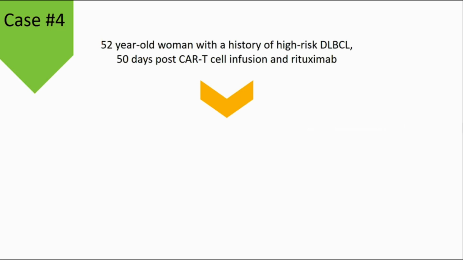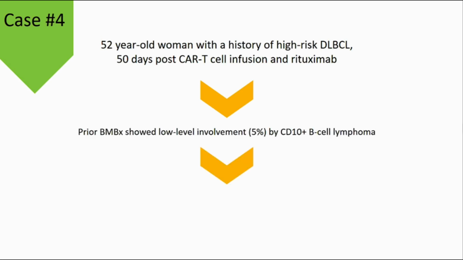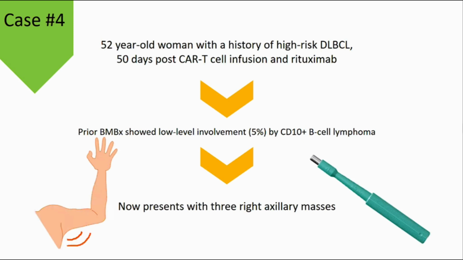All right, and then case 4, this is a 52-year-old woman who had a history of high-risk DLBCL. She had prior relapses and now had been about 50 days after CAR T cell therapy and rituximab. She did have a prior bone marrow biopsy that had shown low-level involvement by a CD10 positive B-cell lymphoma that was favored to be like a follicular lymphoma. But right now, she presents with 3 new right axillary masses. She comes in and she does get a punch biopsy.